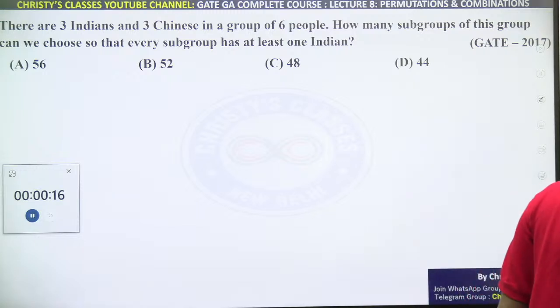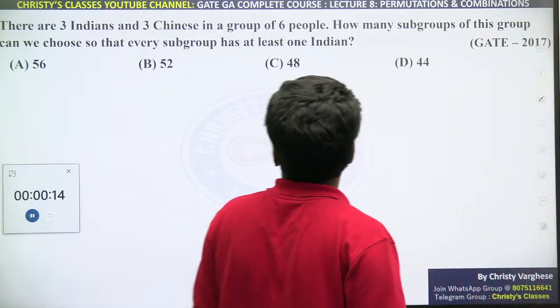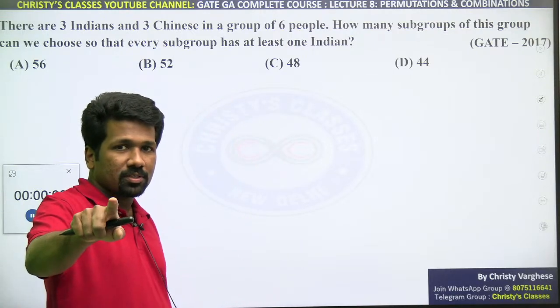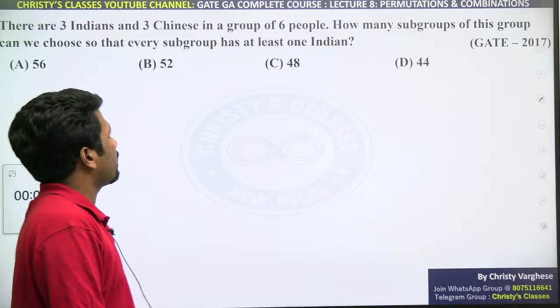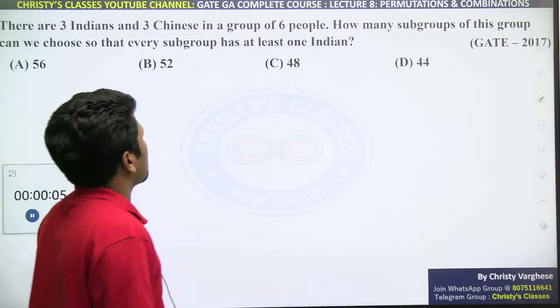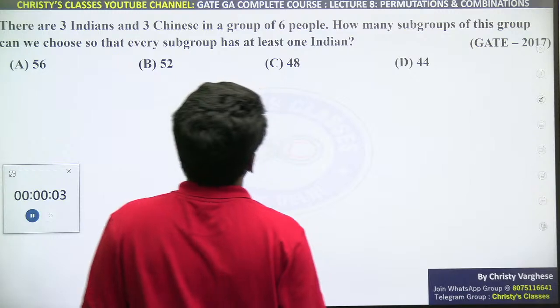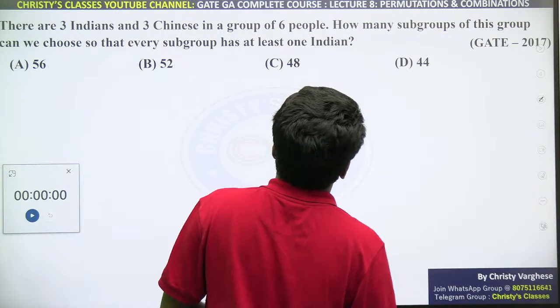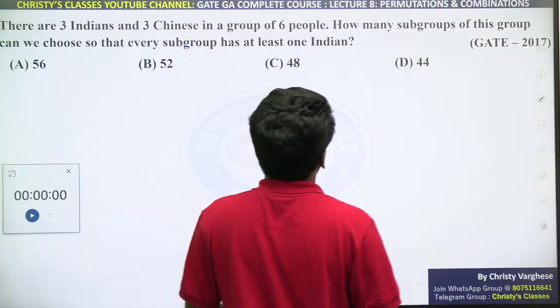So here complement idea is also needed. Fundamental principle of counting idea is also needed. Fundamental principle of counting का last question वाला idea भी important है. So 3 Indians and 3 Chinese. So 6 people are there. How many subgroups of this group can we choose so that each subgroup has at least 1 Indian? कम से कम एक Indian होना चाहिए.